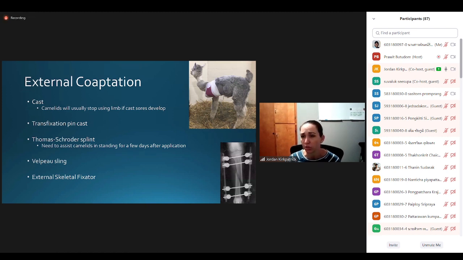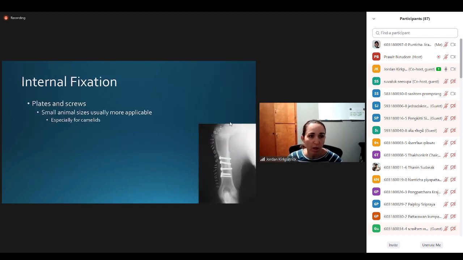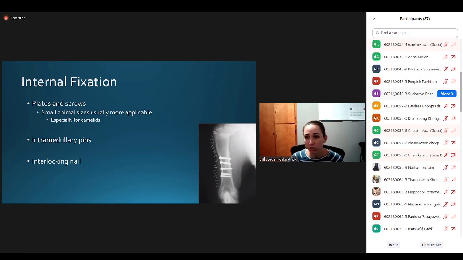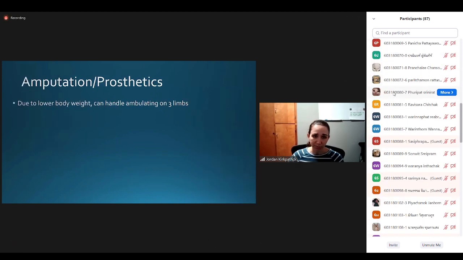This is something that's used in small animal as well. And external skeletal fixators can also be used on them. Not very common, but it is still an option. Internal fixation, because they're smaller, we can use a lot of the instruments that are used in small animal. So the smaller size plates and screws. And then again, the intramedullary pins or interlocking nails, like I talked about earlier.